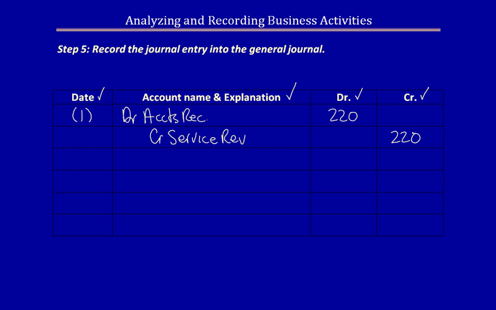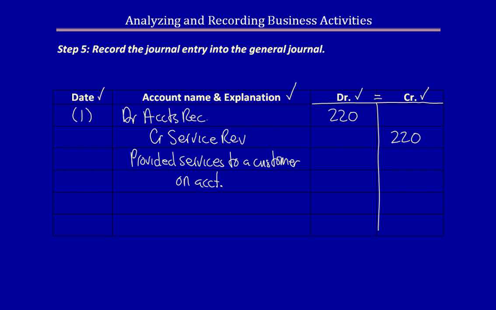Also, note something interesting. In the general journal, the balancing scale is duplicated. We are automatically duplicating what we did in the T accounts. I now provide the explanation. Again, note that if there's no date, we simply use the transaction number or indicator.